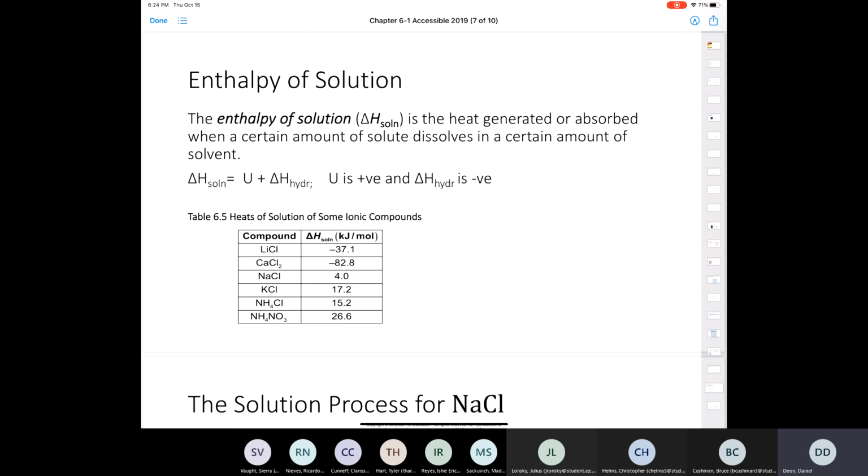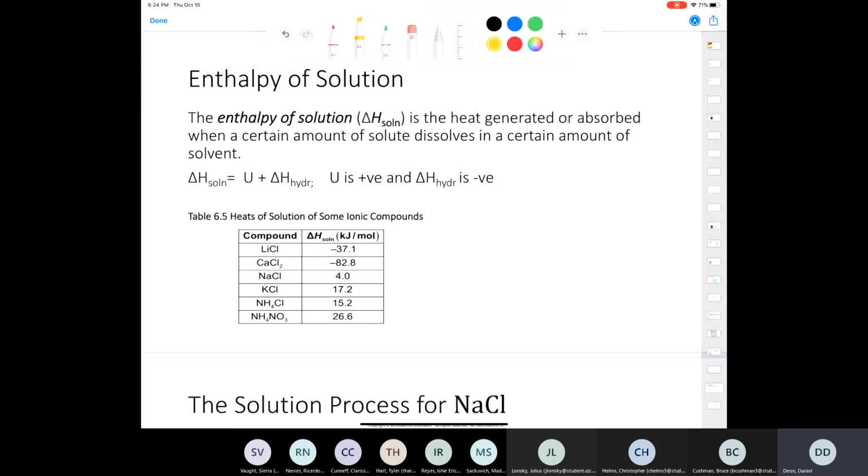Well, a hot pack would be something like when you make a solution of calcium chloride, because it tells us right here that when we make a solution of calcium chloride, we release heat. Whereas if we take something like ammonium nitrate and make a solution of that, that absorbs heat, and so that would be a cold pack. Now, this change in enthalpy of solution is the heat that's generated or absorbed when a certain amount of solute dissolves in a certain amount of solvent.